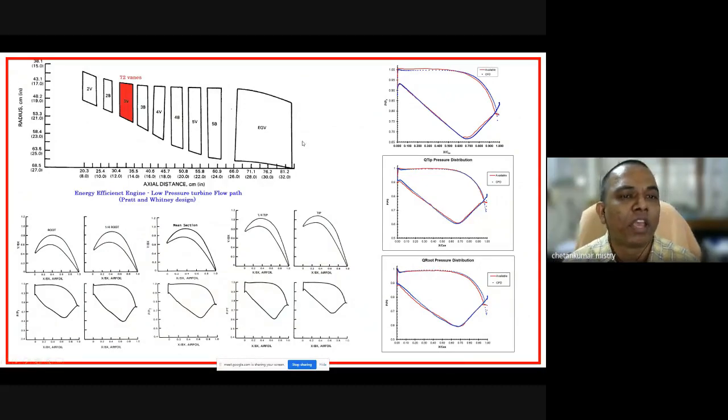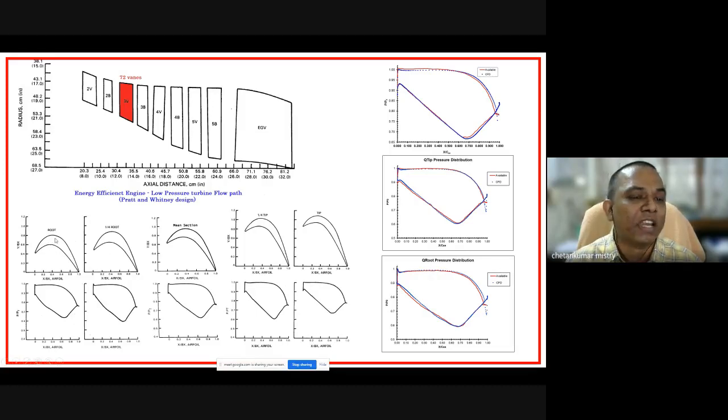So here if you look at, this is the number of stages for the E3 engine, as given by Pratt & Whitney. As I was saying, no details you will be getting in the open domain. Luckily, we have a few details available with us, and that's the reason why we have selected this.